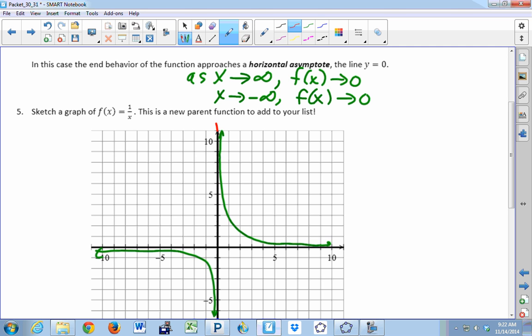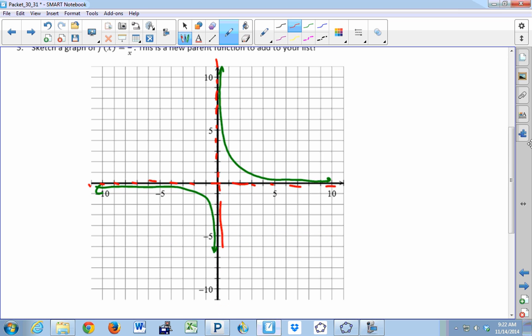With dotted straight lines for each of your axes here. And that's your reciprocal function. That's what it looks like. Notice, what kind of symmetry does it have? f of x equals 1 over x. What kind of symmetry?